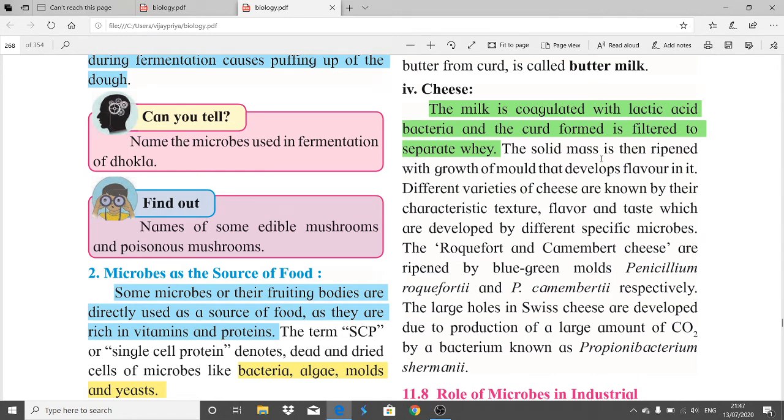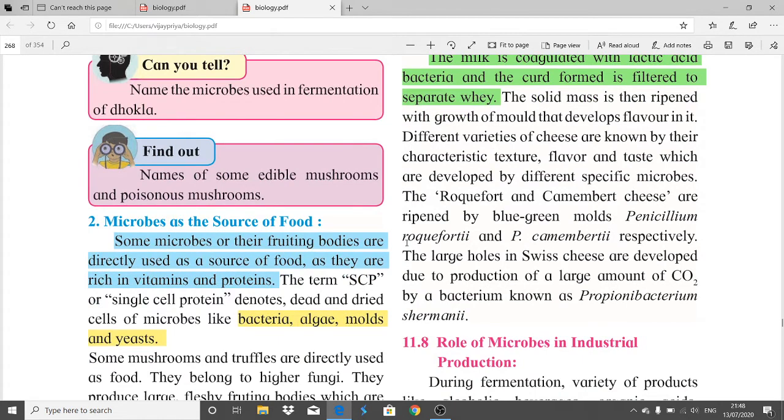Now the solid mass is then ripened with the growth of mold that develops flavor in it. So ripening because of the growth of mold develops flavor. So there is change in the taste. Different varieties of cheese are known by their characteristic texture, flavor, and taste, which are developed by different specific microbes. The Roquefort and Camembert cheese are ripened by blue-green molds, that is Penicillium roqueforti.